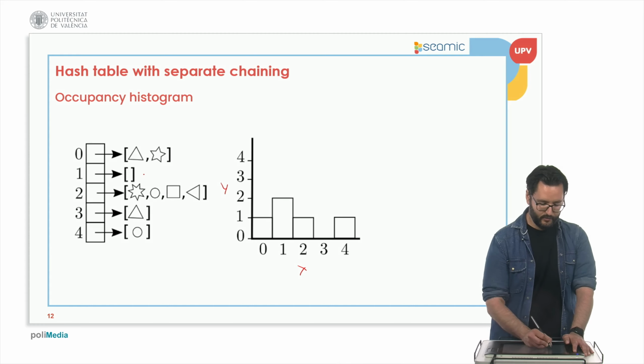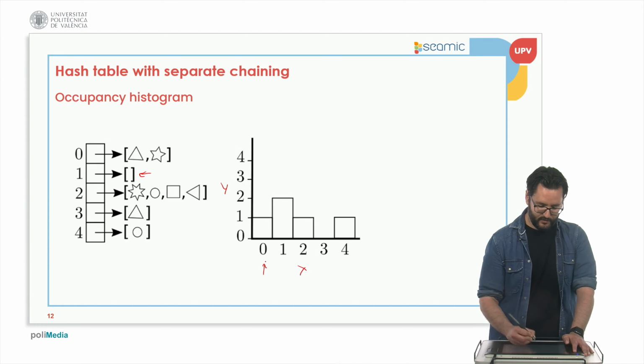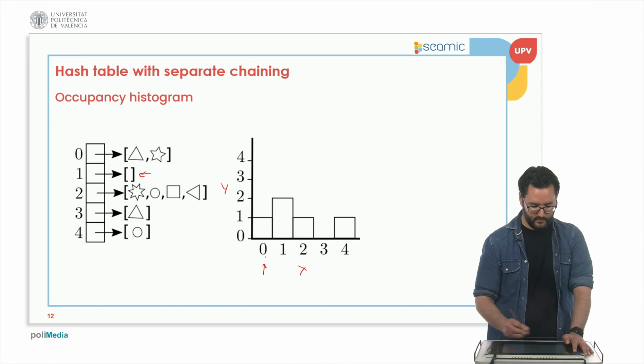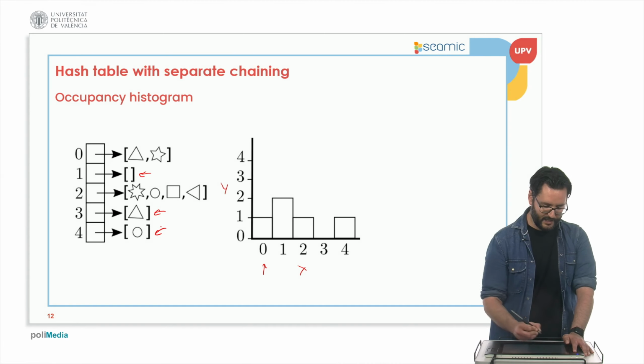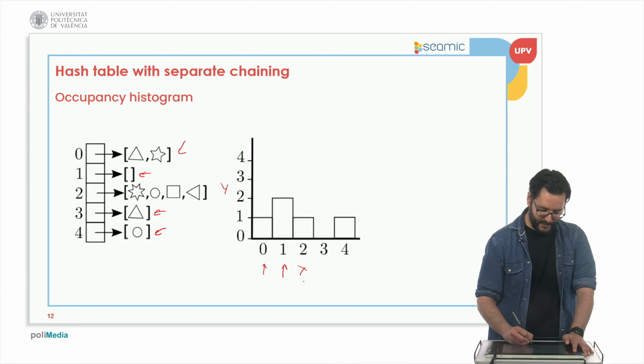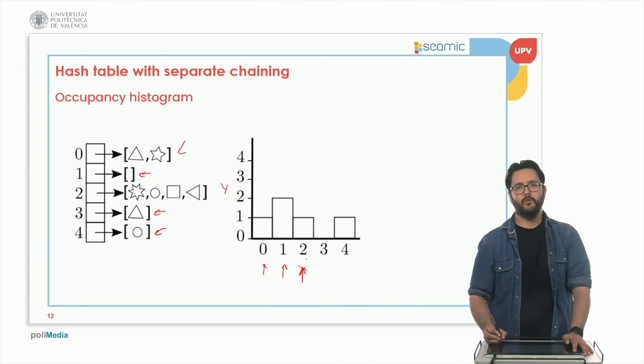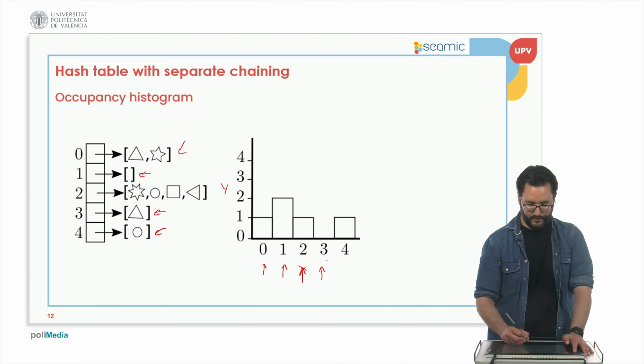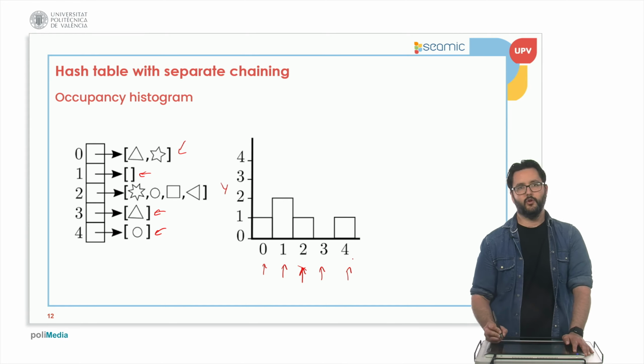For example, here we have 1 bucket with 0 elements. We have 2 buckets with 1 element, 1 bucket with 2 elements, none with 3, and 1 with 4.